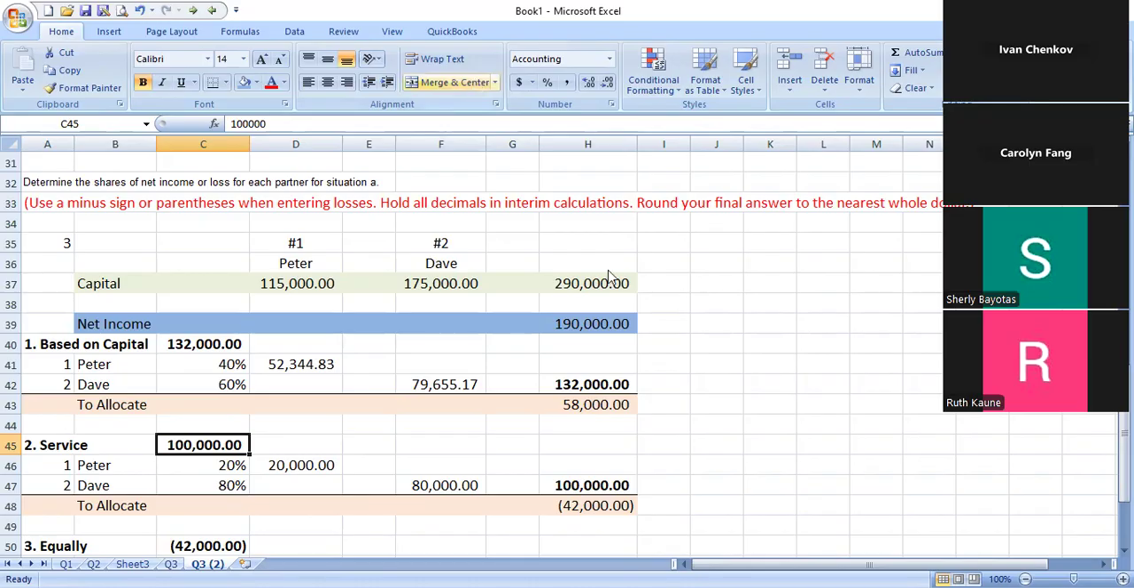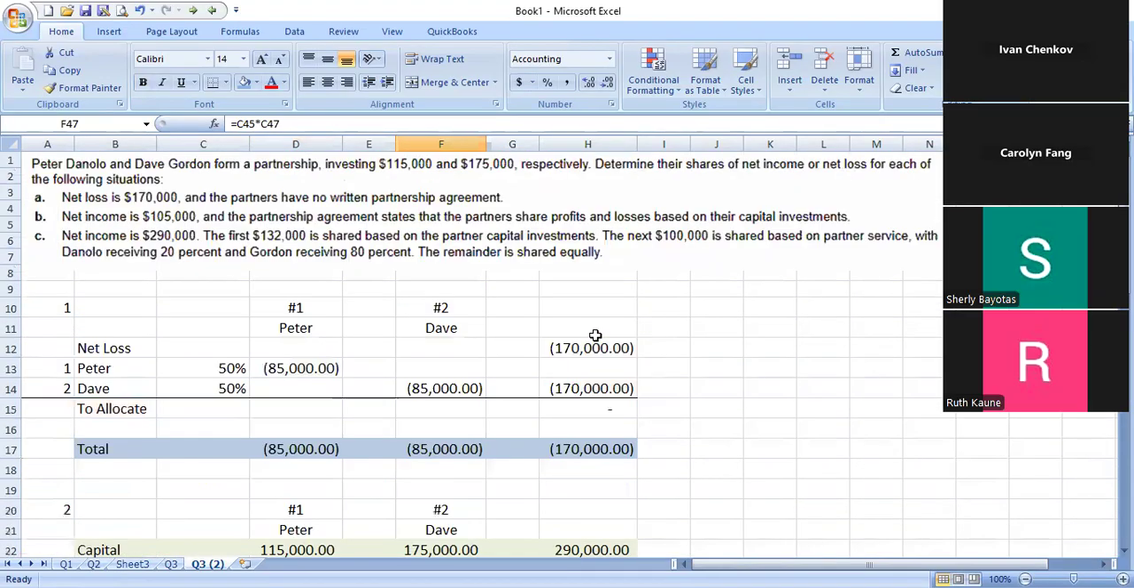So the general rule is: allocate $100,000. Give them what they want. Don't argue with the partners. We are there to give them what they want. If they want 100,000 for service to be allocated 20% for the first one, 80% for the second one, give them what they want. Why? Because at the end, don't forget, the remainder is shared equally. Do you understand this? Yes.